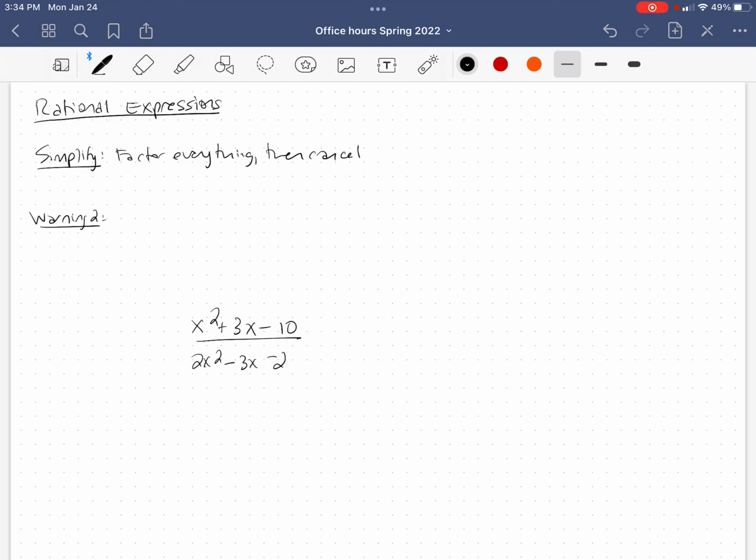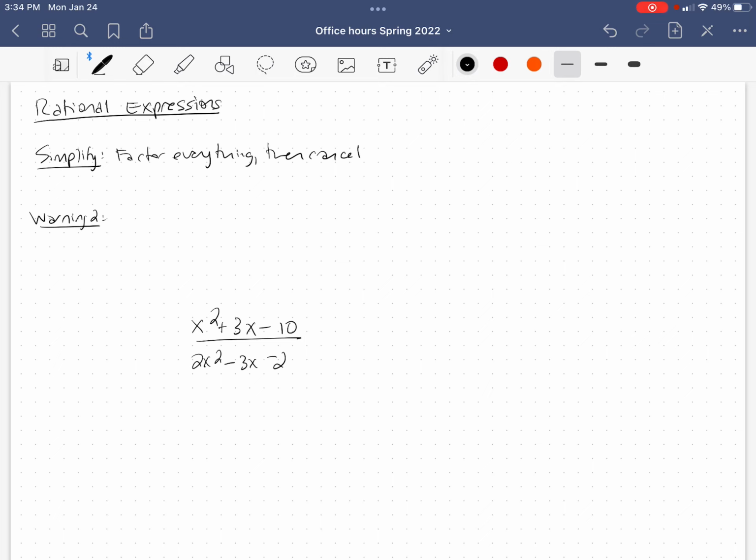All right, so we're going to review how to deal with rational expressions. That is fractions that contain polynomials in the top and the bottom of the fraction. Okay, so there's several different techniques. The overarching one is simplifying.